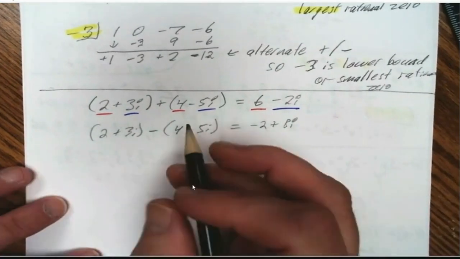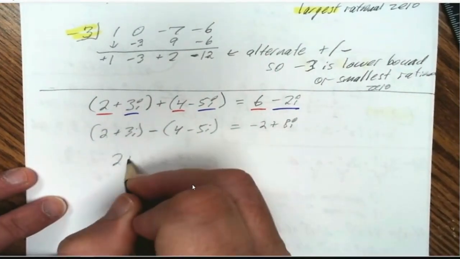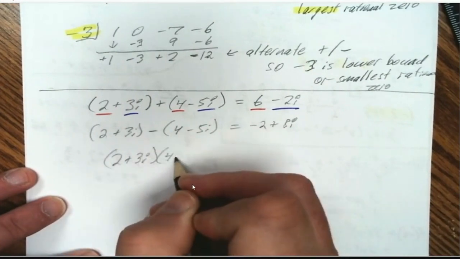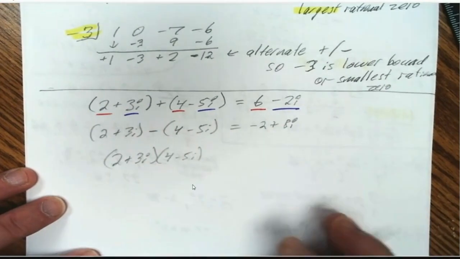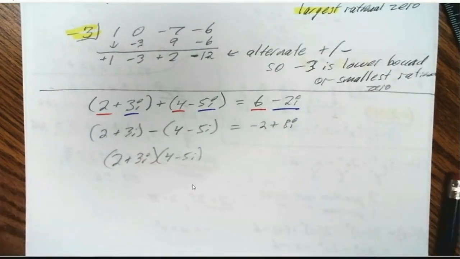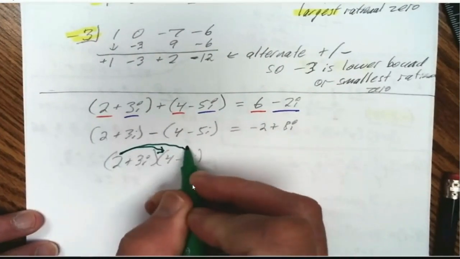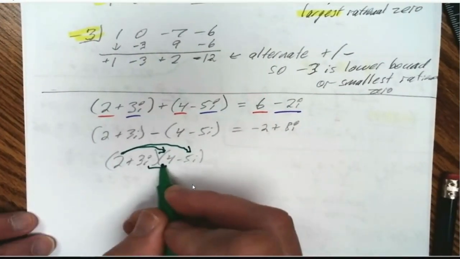We can also multiply 2 plus 3i times 4 minus 5i. Multiply. How do we do that? Just like we always do multiplication of two binomials. We have to distribute, right?